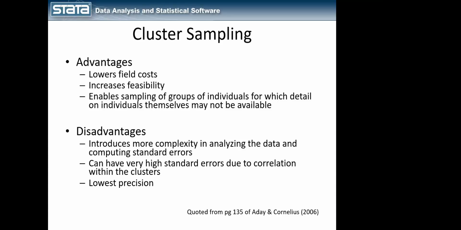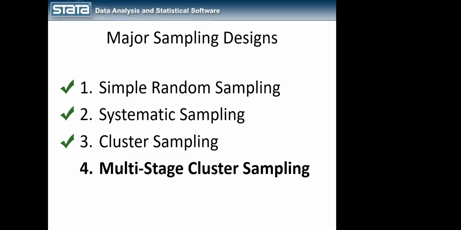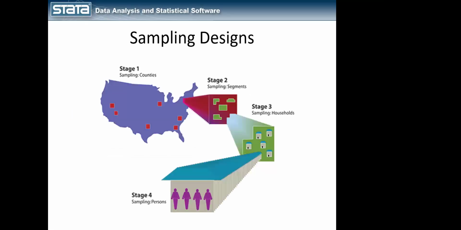Okay, so that's basic cluster sampling. Now we can combine this with a multi-stage approach. So we can do a multi-stage cluster sample. And in fact, that's how NHANES is collected. NHANES is actually collected in 4 stages. So from within the United States, at stage 1, they sample counties from around the United States. So stage 1 is sample counties. Then from within those counties at stage 2, they're going to sample segments.